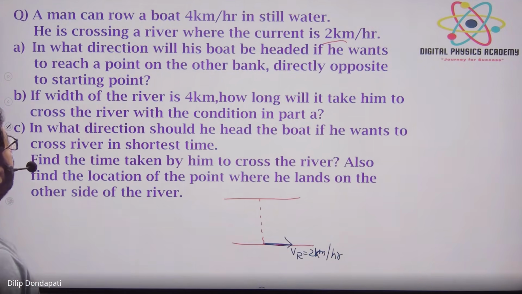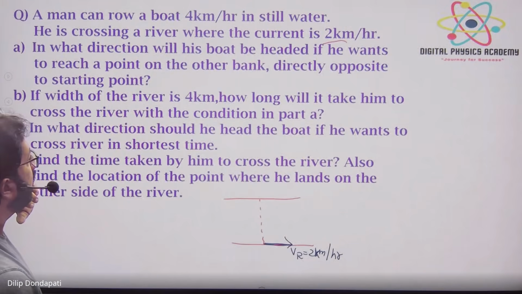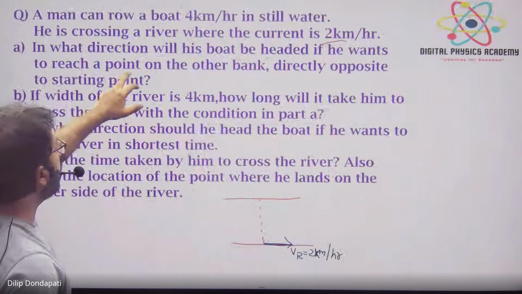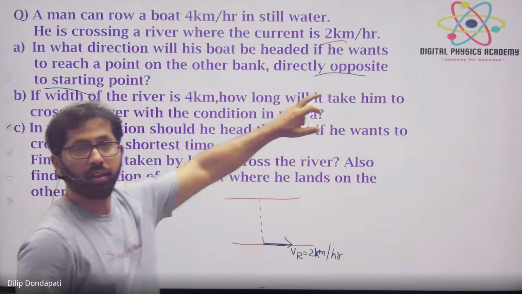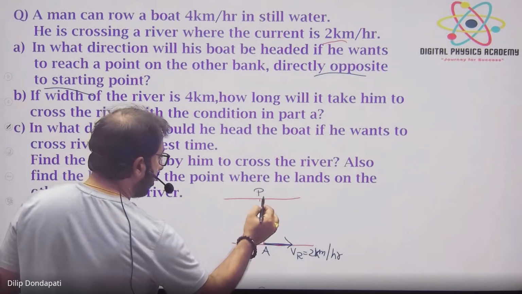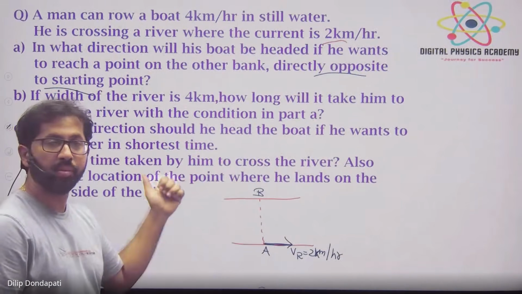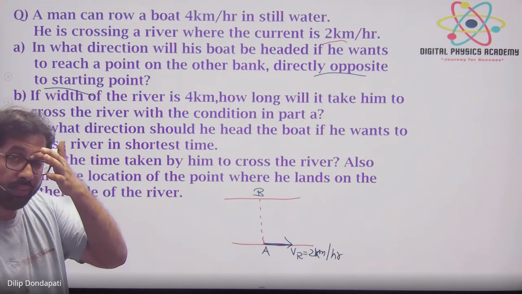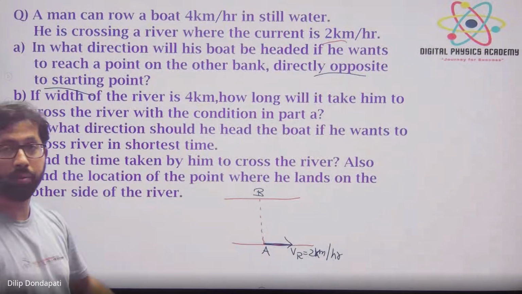Okay. Now, in what direction will his boat be headed if he wants to reach a point on the other bank directly opposite to the starting point? His aim is to reach exactly the opposite point. Then tell me, which way does the boat have to go? Straight, at a certain angle. Tell me, which direction the boat has to travel so that he reaches exactly point B.